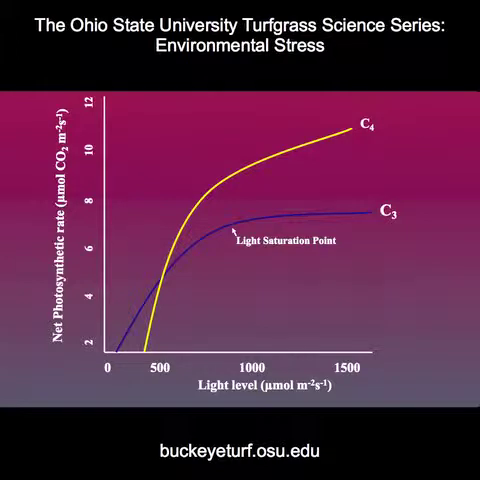The light compensation point, where photosynthesis equals respiration, is much higher for warm season turf grasses compared to cool season turf grasses. The relative compensation points for cool and warm season turf grasses is graphically shown here.